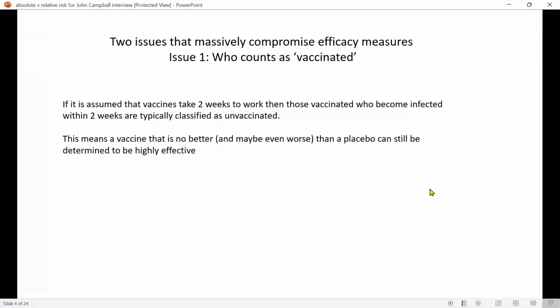Right? Now, on the one hand, people will argue, well, if you want to measure effectiveness, you've got to allow the vaccine time to become effective. Hence, it's normal to consider people who get the vaccine but become infected shortly afterwards, and they normally say up to 14 days, as unvaccinated, right? Because the vaccine hasn't had a chance. Well, that's all very well and good, but you have to be very careful in how you treat the numbers in that category.